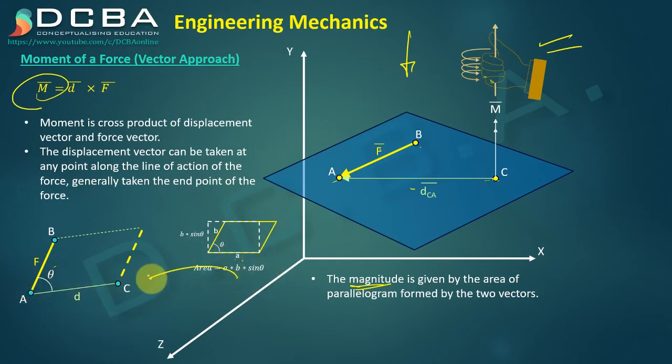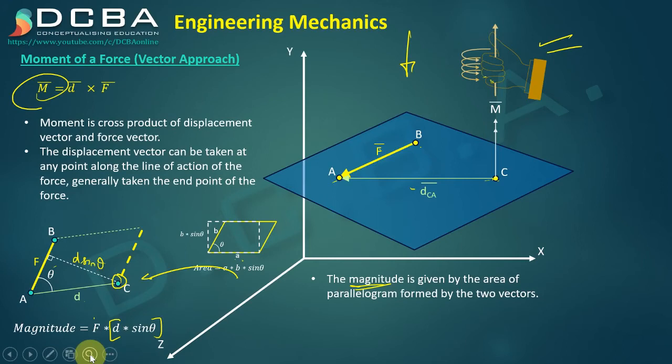Similarly, applying the same concept here, I will get the area of this parallelogram as F d sine theta, where d sine theta is this distance. So d sine theta is actually the perpendicular distance from point C to the line of action of your force. So we are not going against the definition of moment. The definition of the moment still remains the same: force multiplied by the perpendicular distance from point C to the line of action of force.